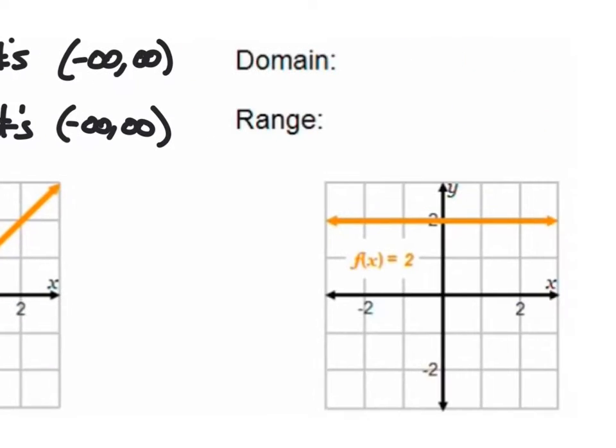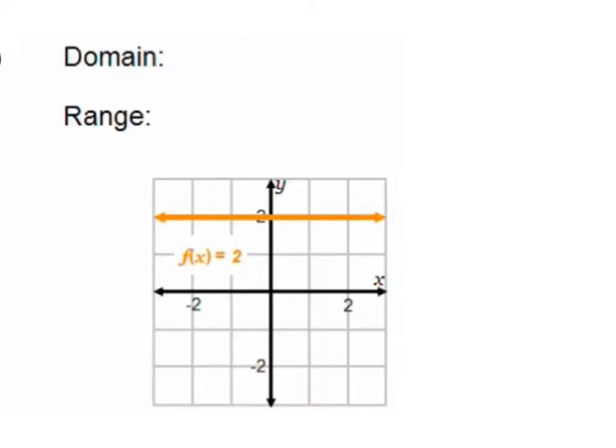Now, let's take a look at the next one. The next one, we have this horizontal line, f of x is equal to 2. So same thing as saying y equals 2. And where do we have x values? Do I have negative x values? Do I have 0 and positive x values? And the answer to that is yes. So the domain would be all real numbers, okay?